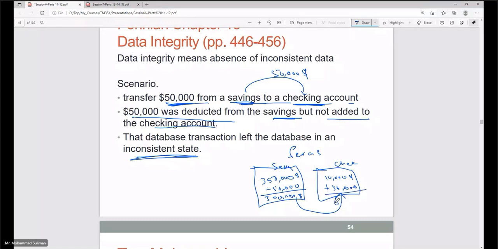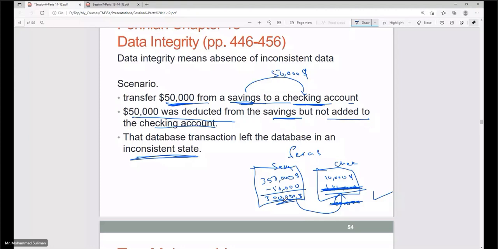Now it is complete. But our case here is that, let's say for example, it is deducted here, but while you are making the update, some failure happened and there is no update here. So here there is a loss. So this will lead to what? The database in an inconsistent state. Okay.